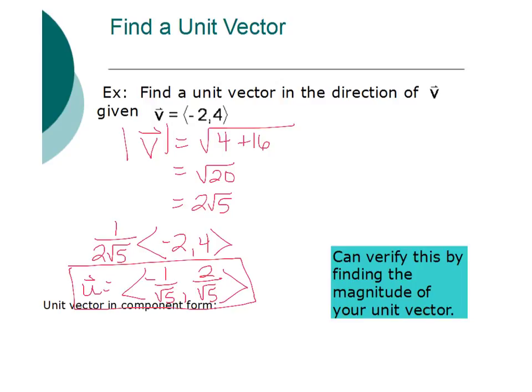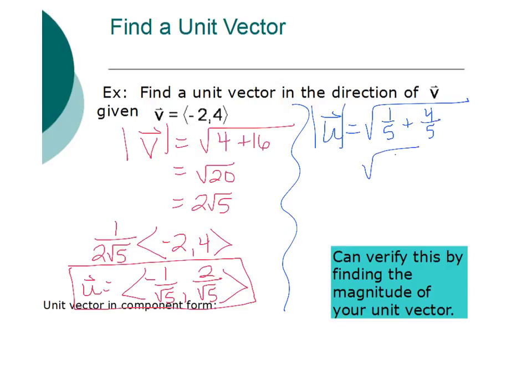Let's do the magnitude of our vector u. Remember, magnitude is going to be the big square root of the horizontal component squared, so that squared would be 1/5, plus the vertical component squared, that'd be 4/5. Oh, 1/5 plus 4/5 is 5/5, which is 1, and the square root of 1 is 1. So yep, it is a unit vector because it has a length of 1. And I know it's going to go in the same direction because I based it off of the original vector.